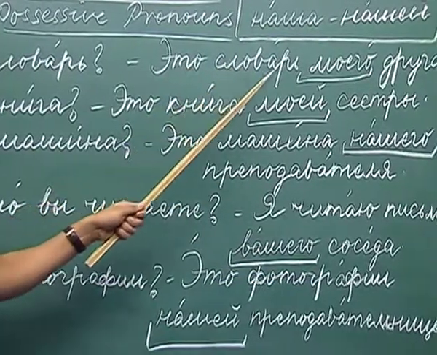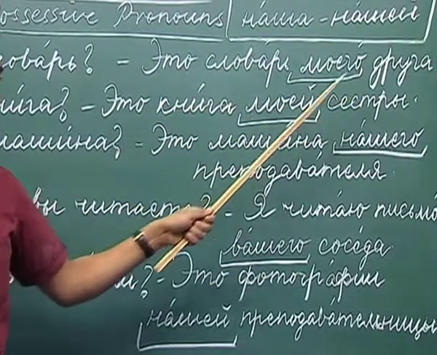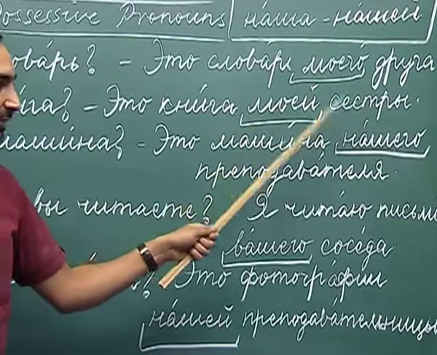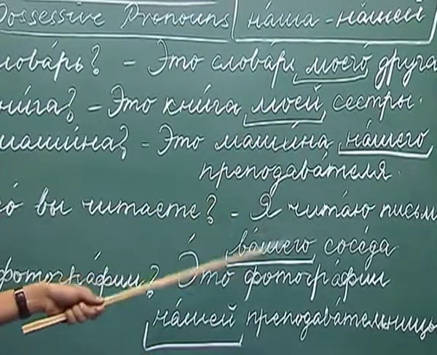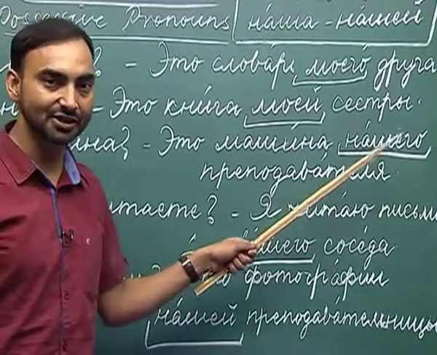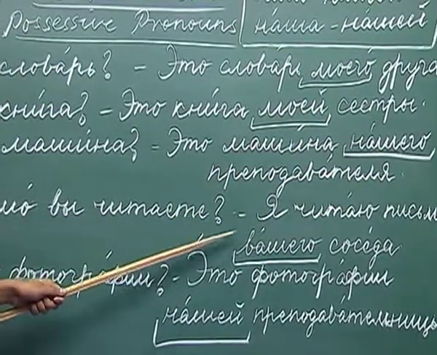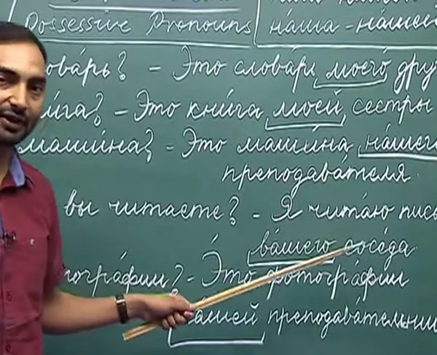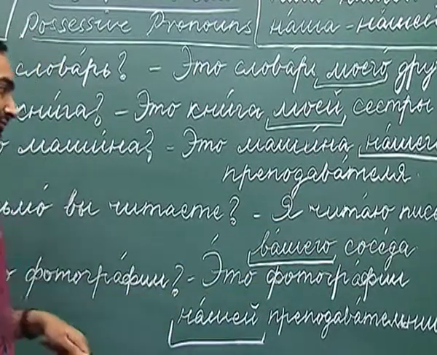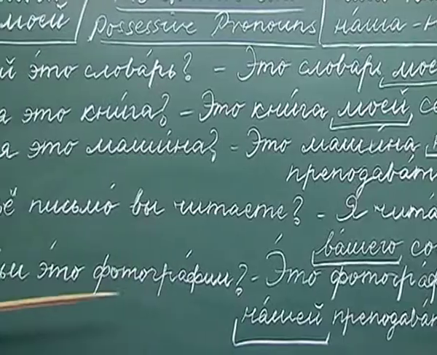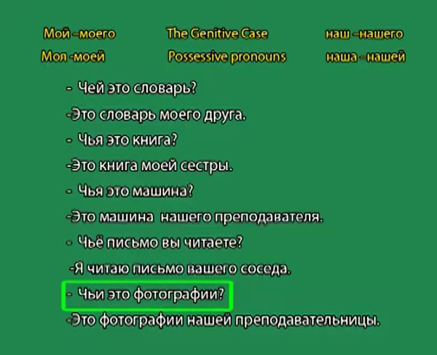Moi has become moevo in masculine, moyei in feminine. Similarly, nash has become nasheva in masculine and vash has become vasheva in masculine. The next question: Чьи это фотографии? Whose are these photographs?